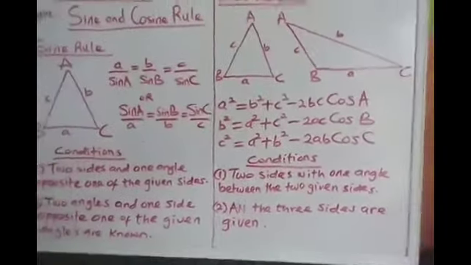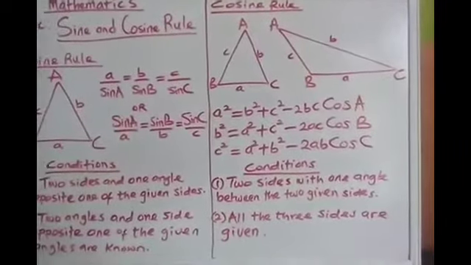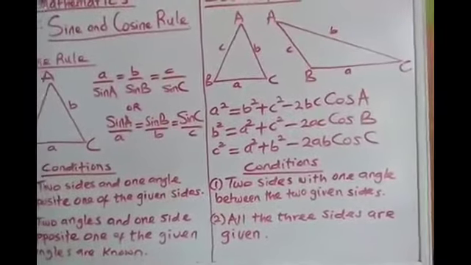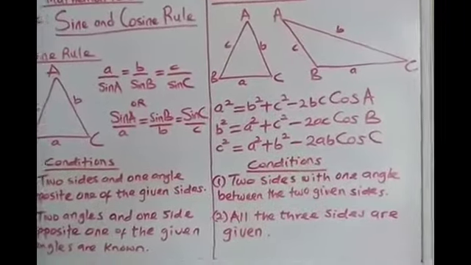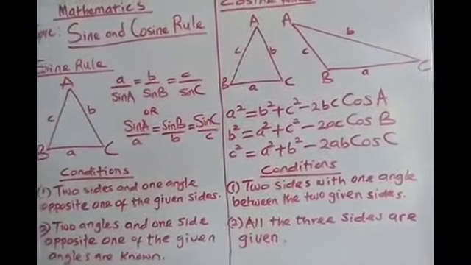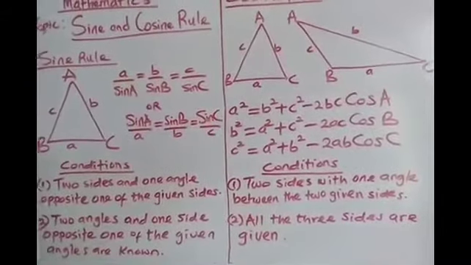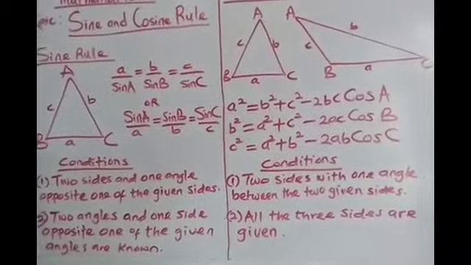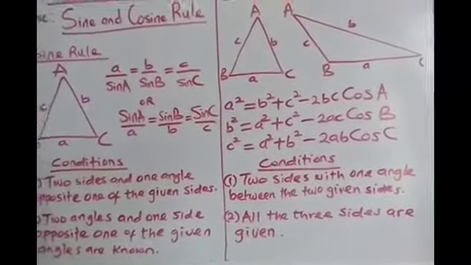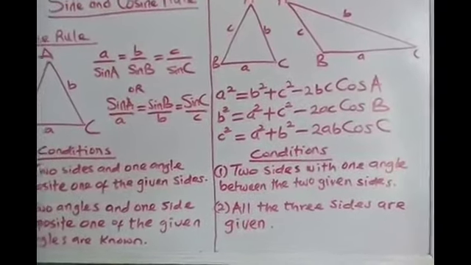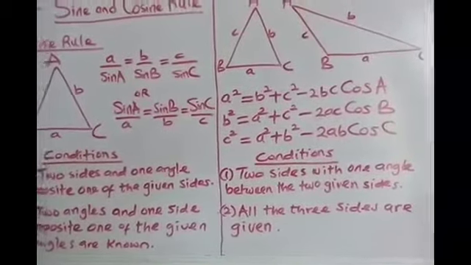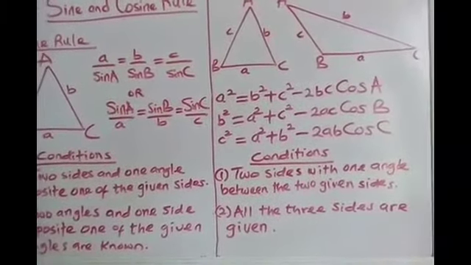Now, for cosine rule, we might be given an acute angle triangle or an obtuse angle triangle. In the diagram there, we have an acute angle triangle and an obtuse angle triangle. So cosine rule says that a squared, which is the small a for the side, equals b squared plus c squared minus 2bc cos A, which is the angle. Also, if I have to find side b, b squared will be equal to a squared plus c squared minus 2ac cos B, cos of the angle.